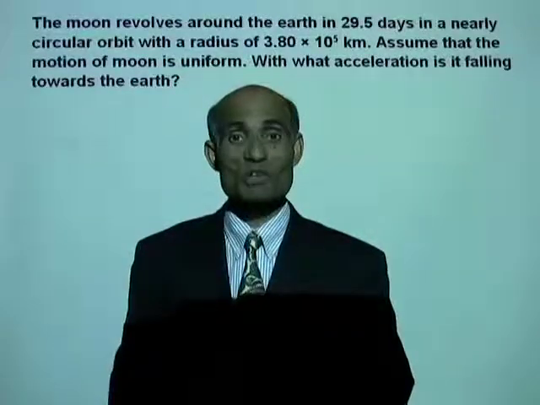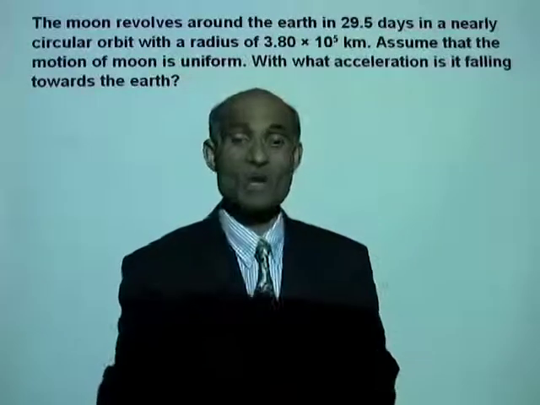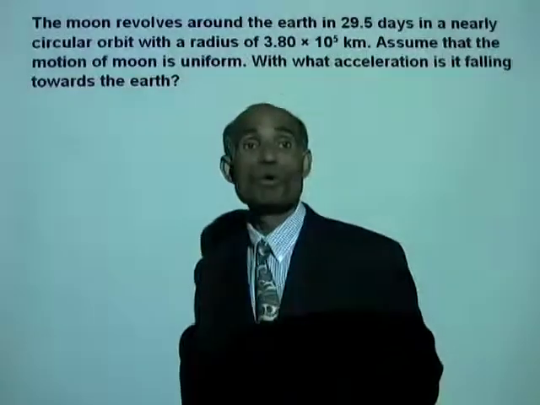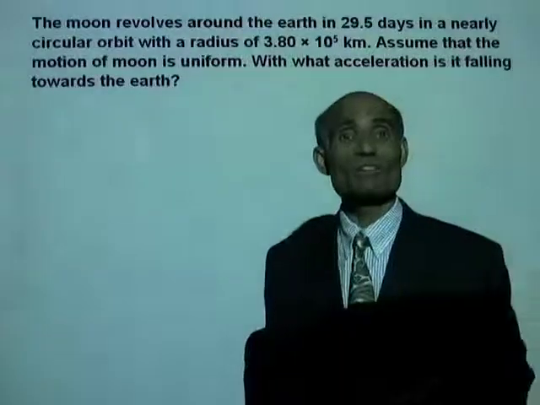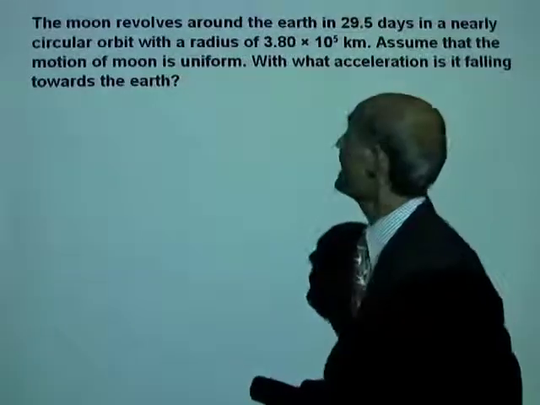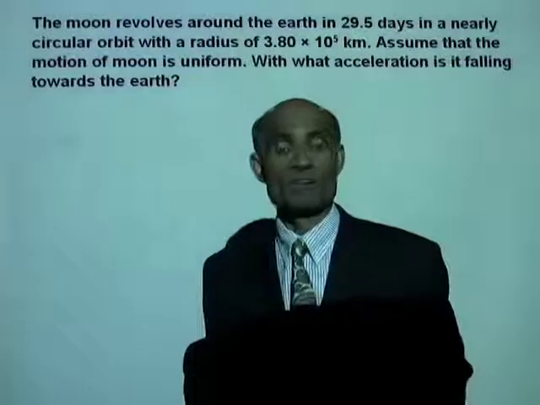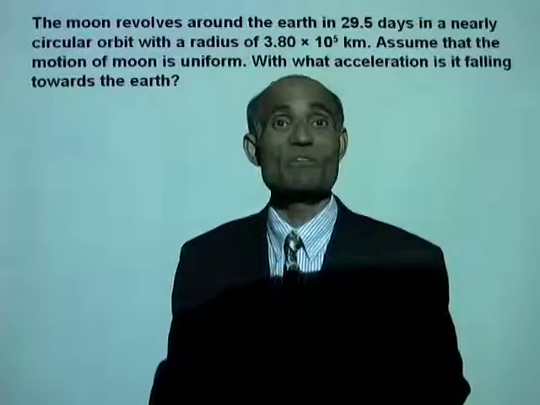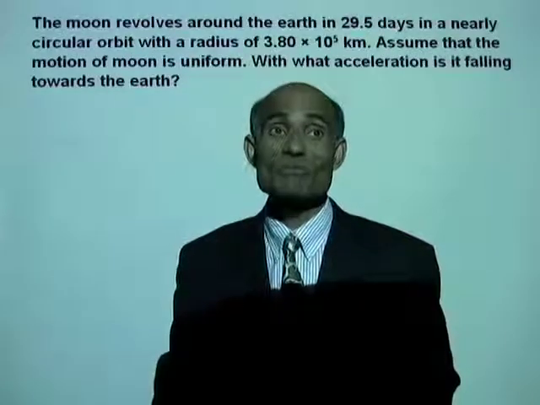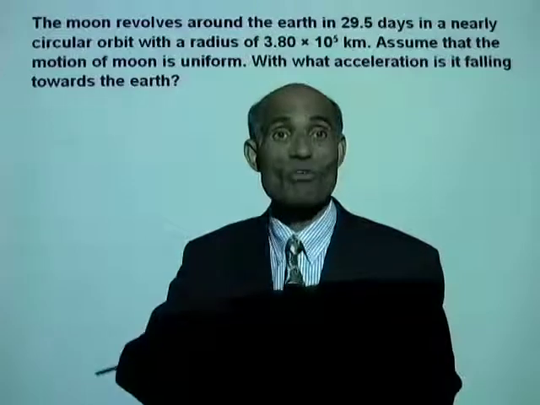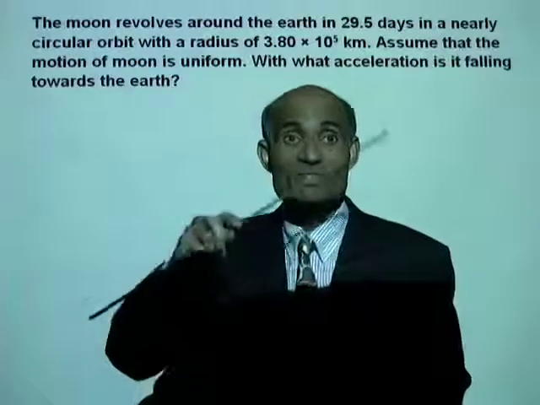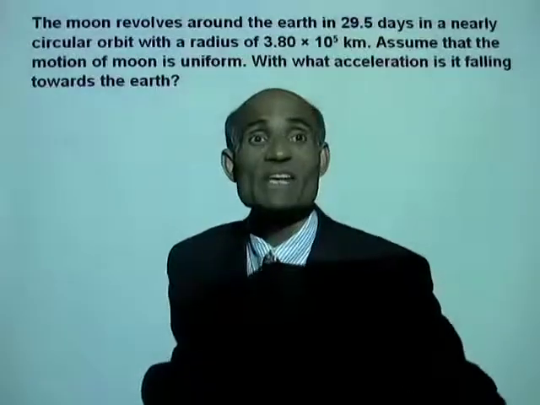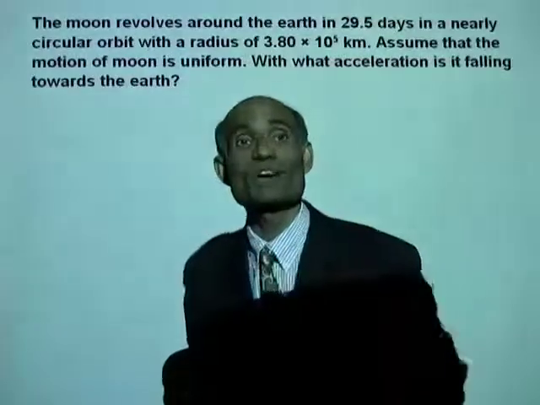We will now use the concepts of circular motion to solve problems. Let's start with this problem. The moon revolves around the earth in 29 days in a nearly circular orbit with a radius of 3.8 times 10 to the power 5 kilometer. Assume that the motion of the moon is uniform, which means its speed is uniform. With what acceleration is it falling towards the earth?